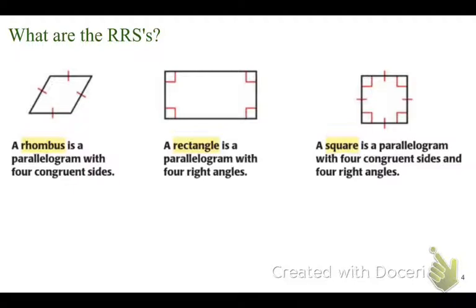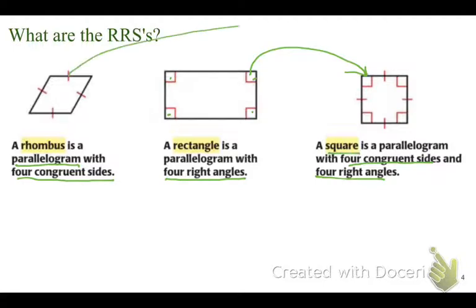So this is just a restatement of what the RRSs are. A rhombus is a parallelogram with 4 congruent sides. A rectangle is a parallelogram with 4 right angles, 1, 2, 3, 4. And then a square is a parallelogram with both 4 congruent sides and 4 right angles. So it inherited its 4 right angles from the rectangle, and it inherited its 4 congruent sides from the rhombus. So you can look at it like the square is the most evolved polygon that we've worked with so far.